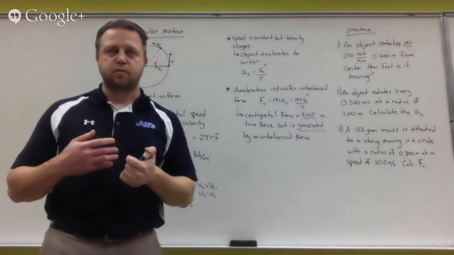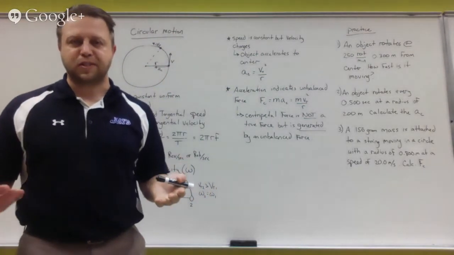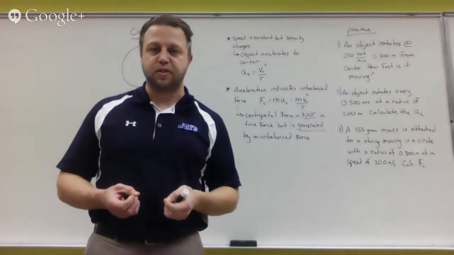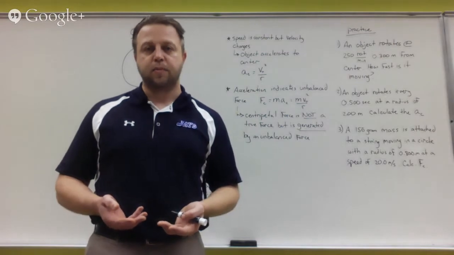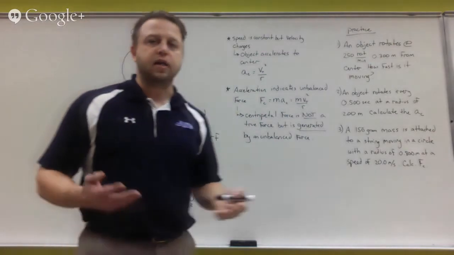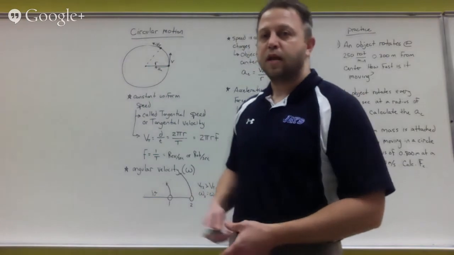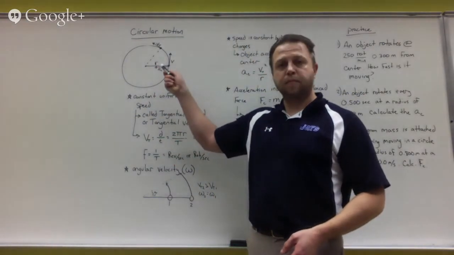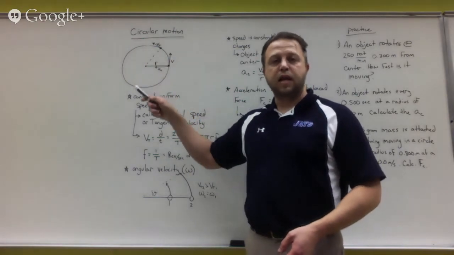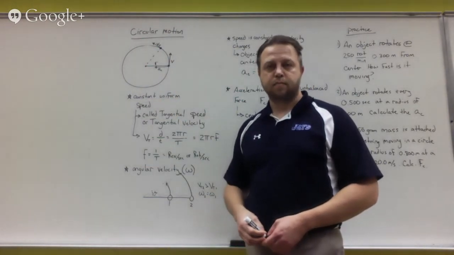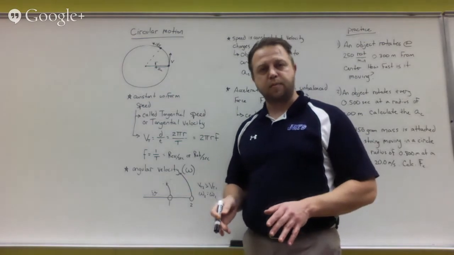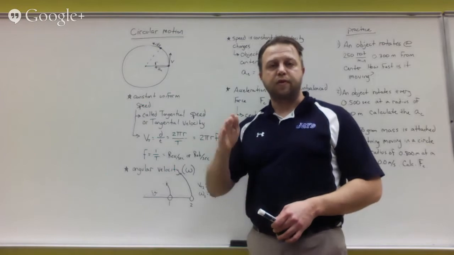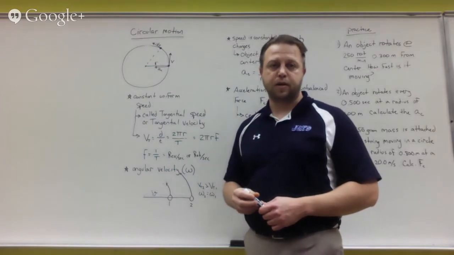We can't just have centripetal force acting on something. There has to be some type of unbalanced force that's creating the centripetal. Without getting into too much detail right now, imagine this object is this far away and it's going in a circle. If I were to cut the string at any point in the object's motion, this object would just fly off in a straight line wherever that tangential velocity is pointing at that particular instant.